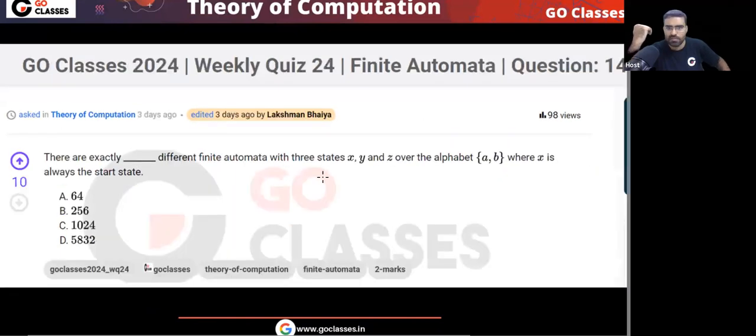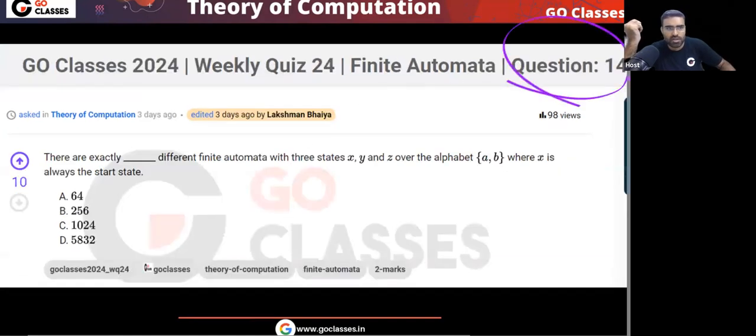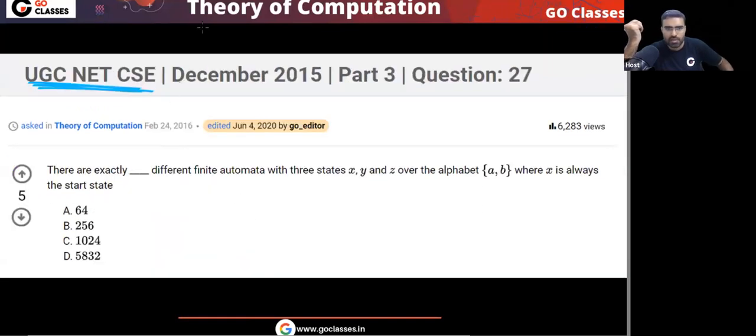Question number 14. This question is taken from UGC NET. The question is asking the number of finite automata. How many finite automata are there? So let's do the complete analysis of this question. Okay, see this. Our weekly quiz question number 14 is taken from UGC NET. So let's do the complete analysis of this question.